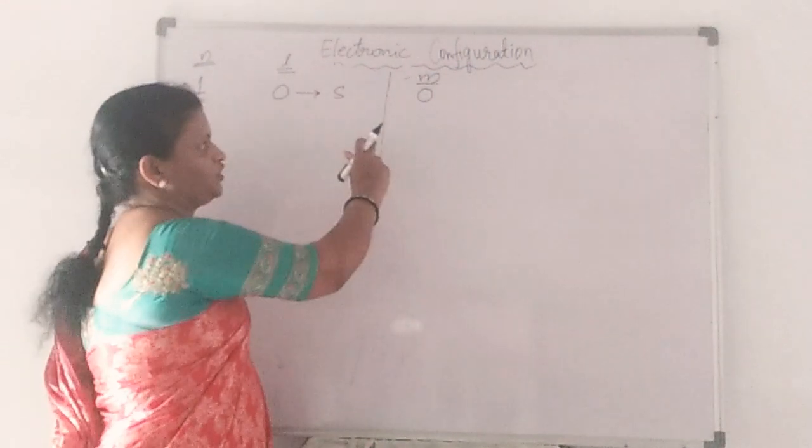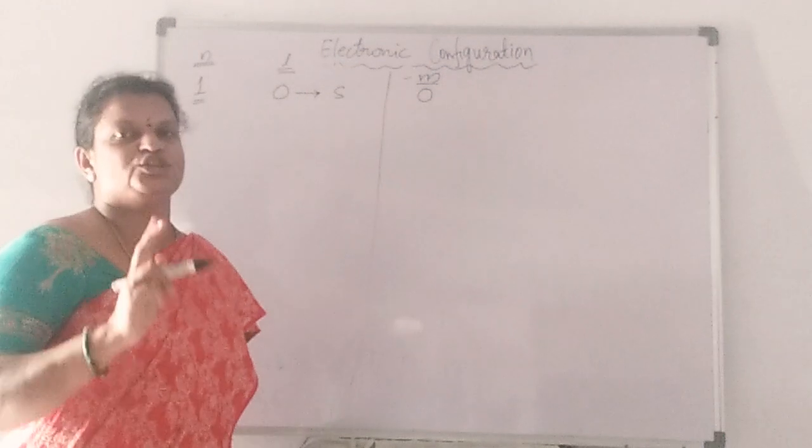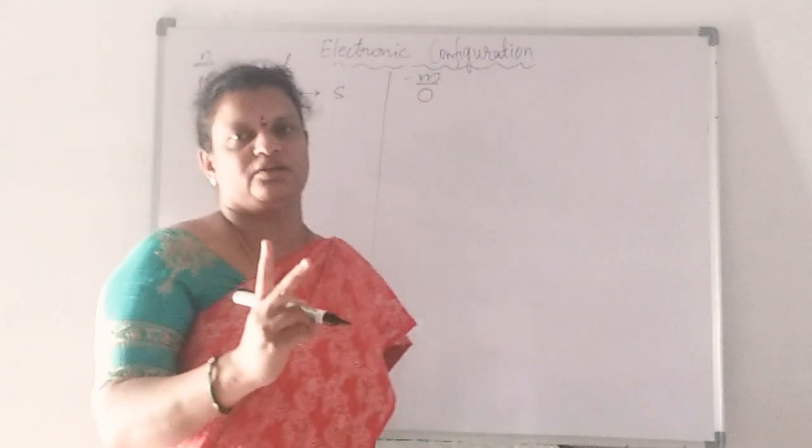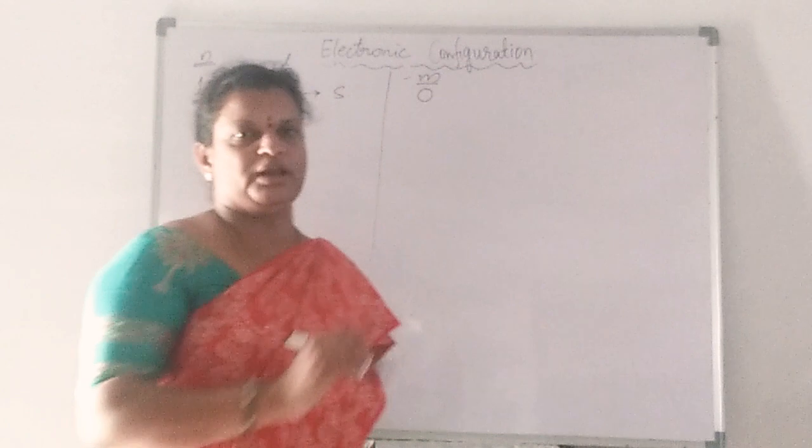So in the S subshell only one orbital is present. That is why the number of electrons present in the S subshell is 2. One orbital, 2 electrons. One subshell, one orbital, 2 electrons.